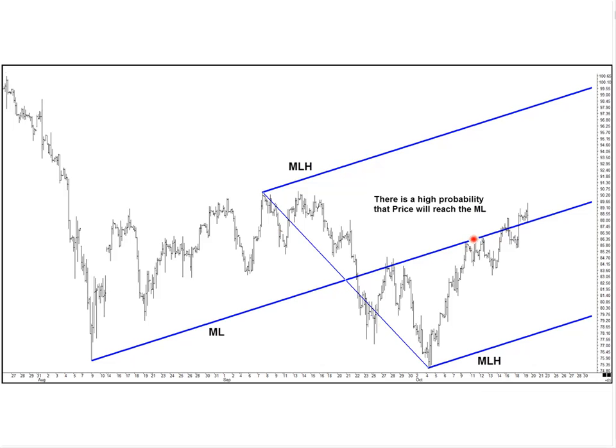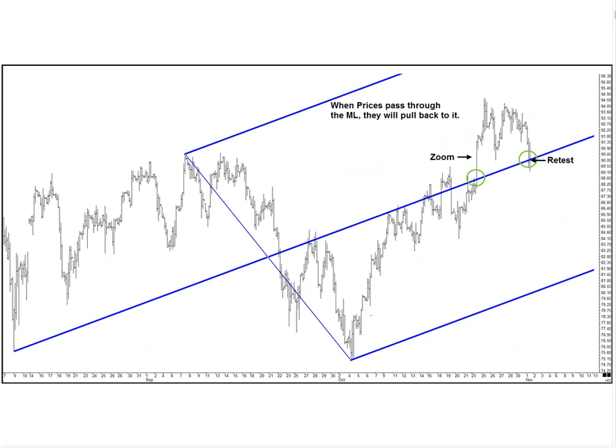We just went over that. That's one of the main statistical rules of median lines. When prices pass through or accelerate through the median line, they will pull back to retest it. Here we go. We accelerate or zoom through the median line right here. We come up, we turn around, and with the same probability, we will retest this upsloping median line. So we retest it.